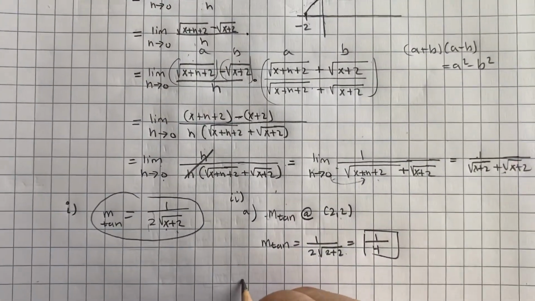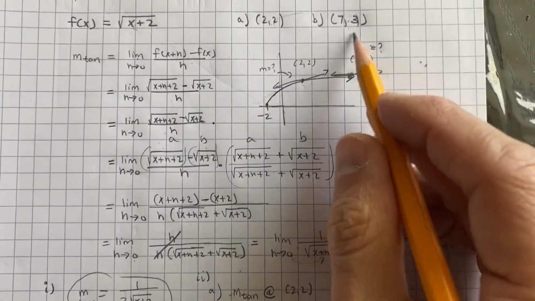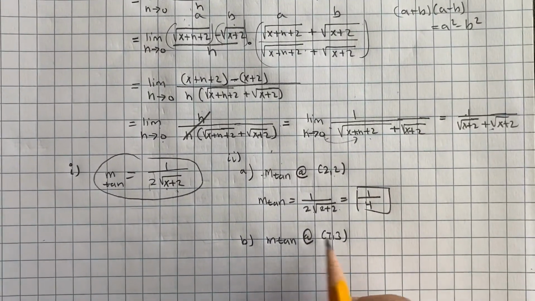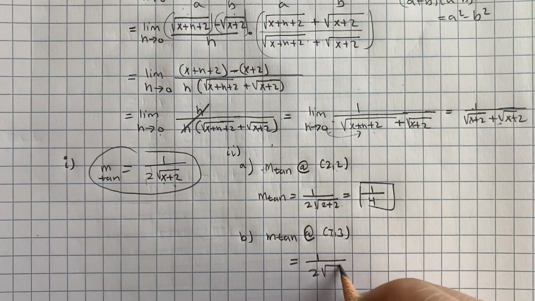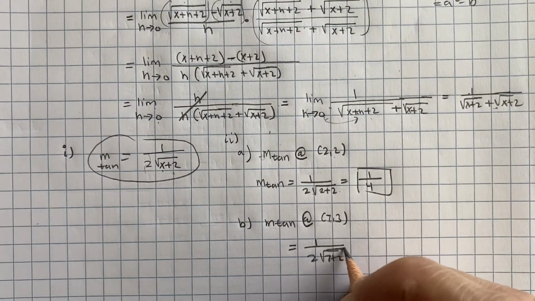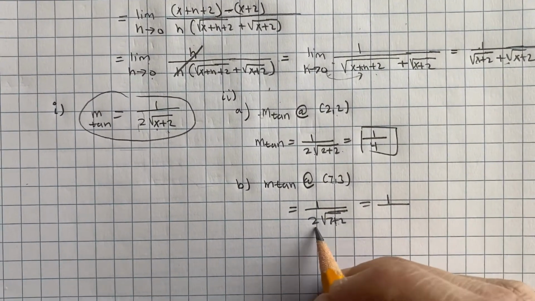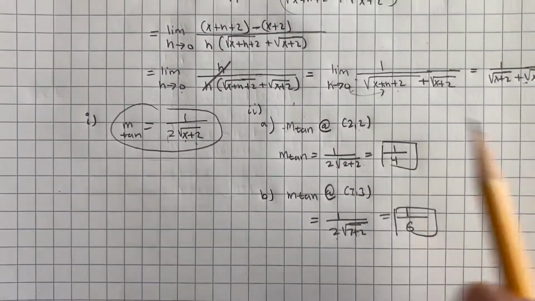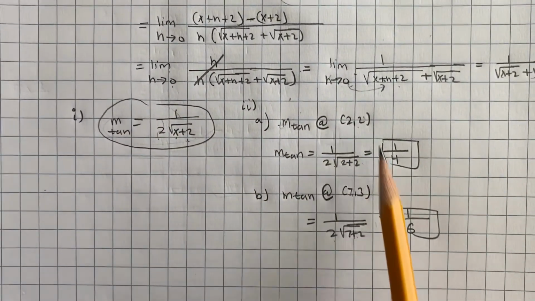And then for part B, m tan, the slope of the tangent line at 7 comma 3, all I need to do is just plug in the x value. That's all I need to do. 1 over 2 root of 7 plus 2. Square root of 9 is 3. 3 times 2 is 6. So the slope at this specific point is 1/6. So this problem really just generalizes the formula first. This is the slope at any point, and then you can just plug in the points at the end.